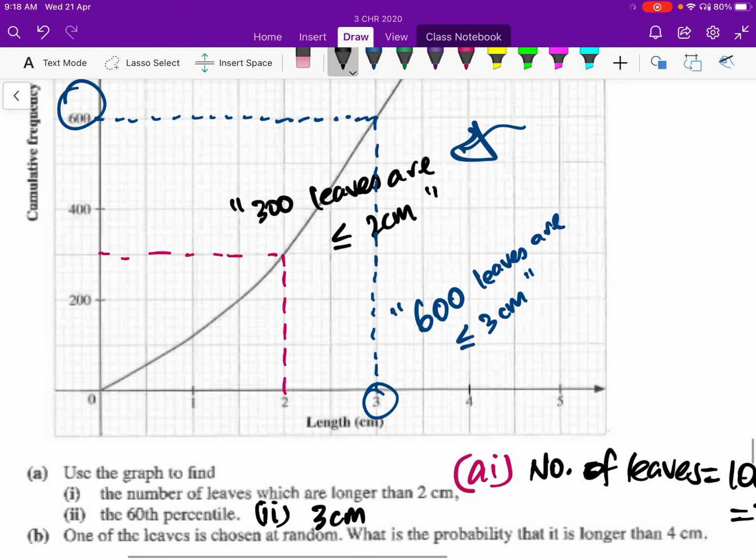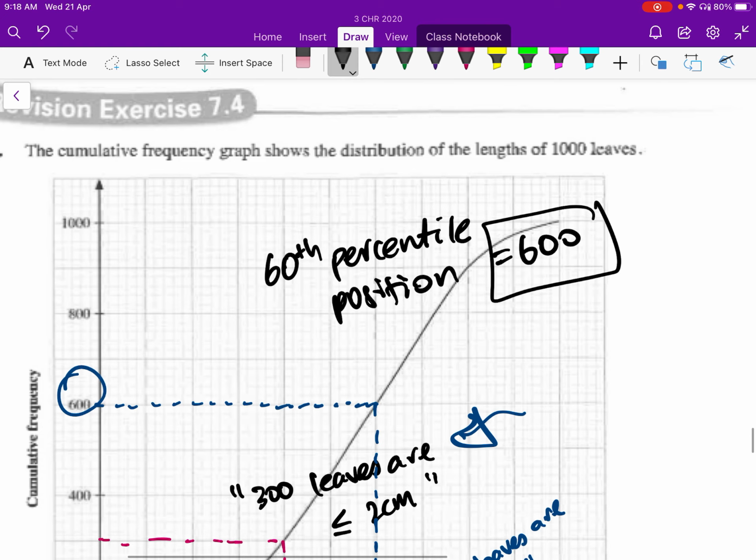Anybody needs Aloysius to explain why he got the 60th percentile at 600? Anybody needs him to explain? No need.